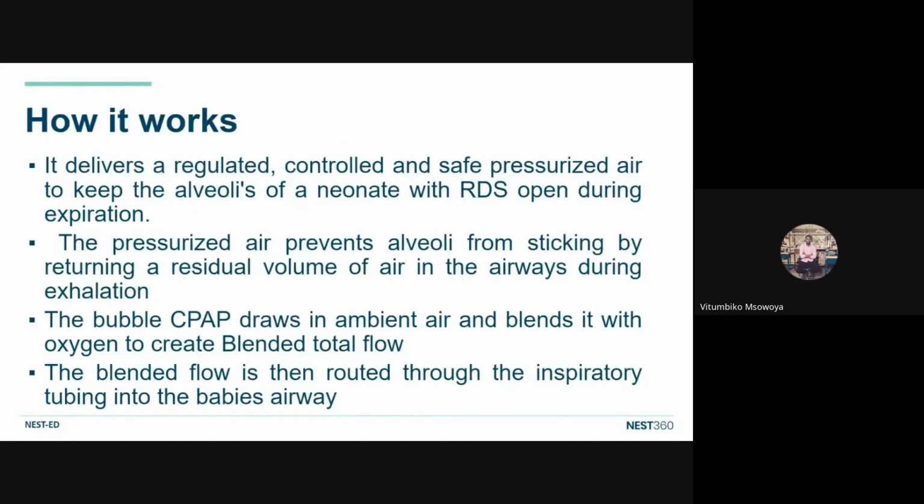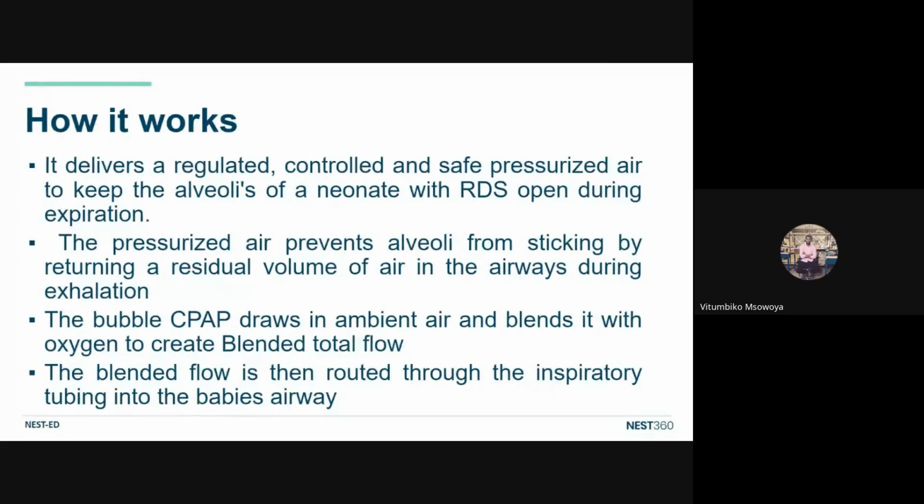How does it work? Very simple. It delivers a regulated, controlled, and safe pressurized air to keep the alveoli open during expiration. The keyword is expiration. The pressurized air prevents the alveoli from collapsing, from sticking, by retaining a residual volume of air during exhalation. The bubble CPAP only draws the ambient air and blends it with oxygen. So there are two things, air and oxygen, to create a blended total flow, which is normally termed the fraction of inspired oxygen. We all know that at room temperature, for every human it is 21%. The blended flow is then routed through the inspiratory tubing into the baby's airway.